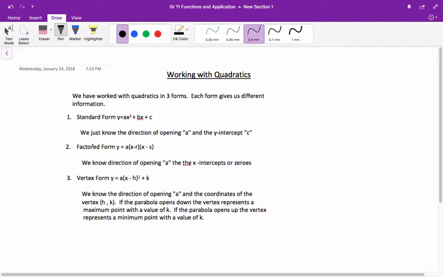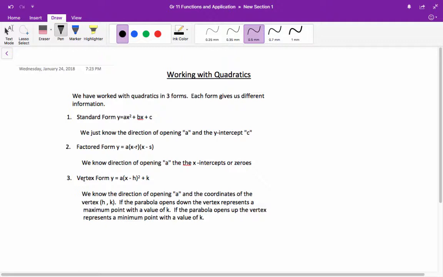Second form we learned was factored form, y equals A, and then in brackets x minus r times x minus s. We know the direction of opening A. The x-intercepts are zeros, which happen to be r and s.